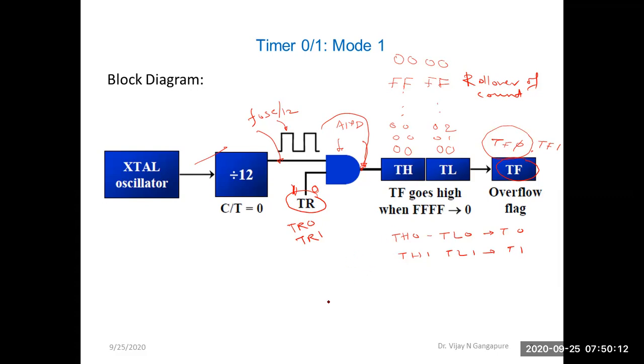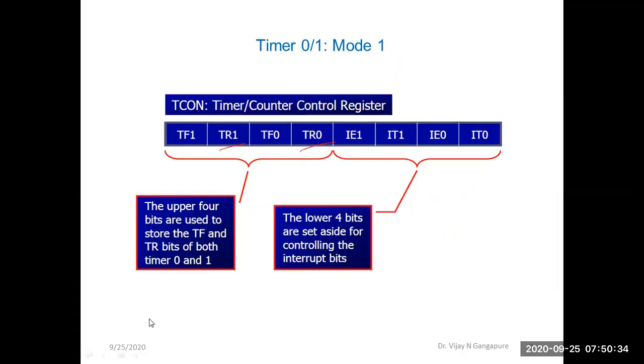In this way timer 0 and timer 1 in mode 1 operate. Now we will see where these control bits TR0, TR1, TF0 and TF1 are. They are in this TCON, the timer control register.